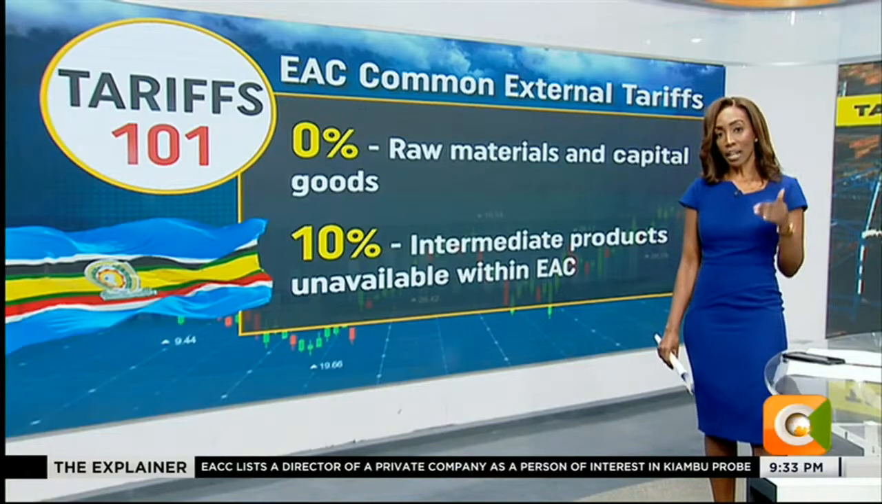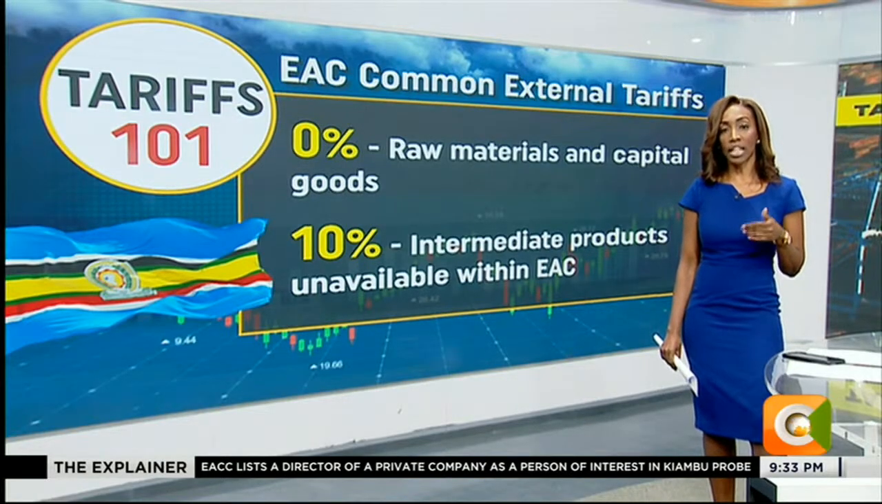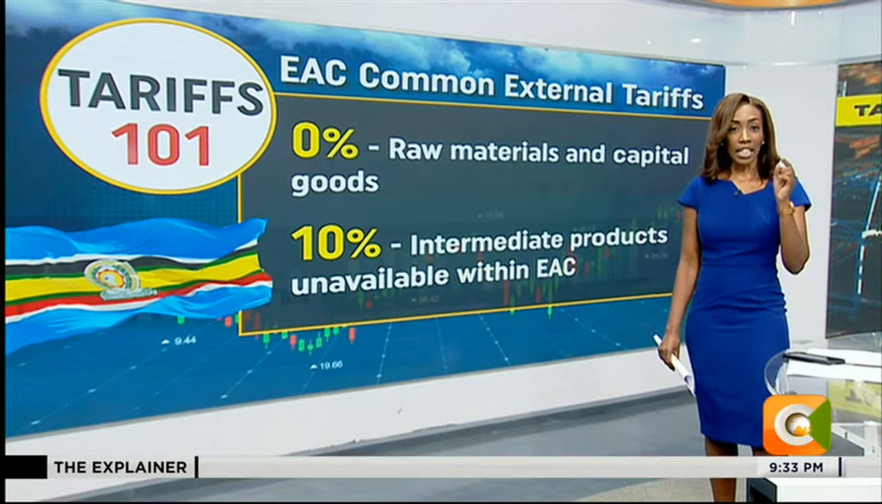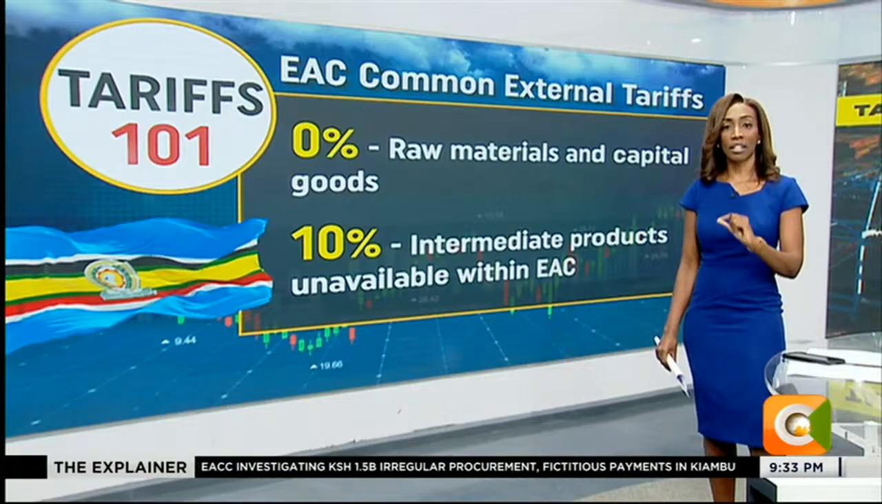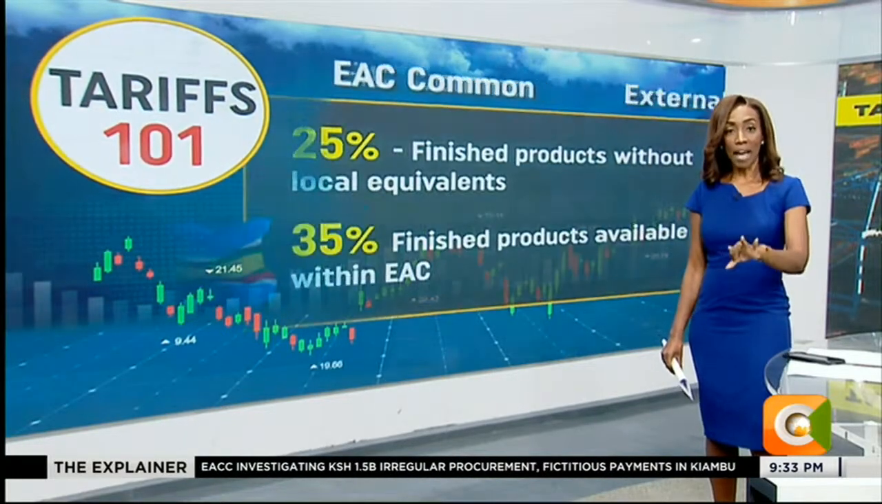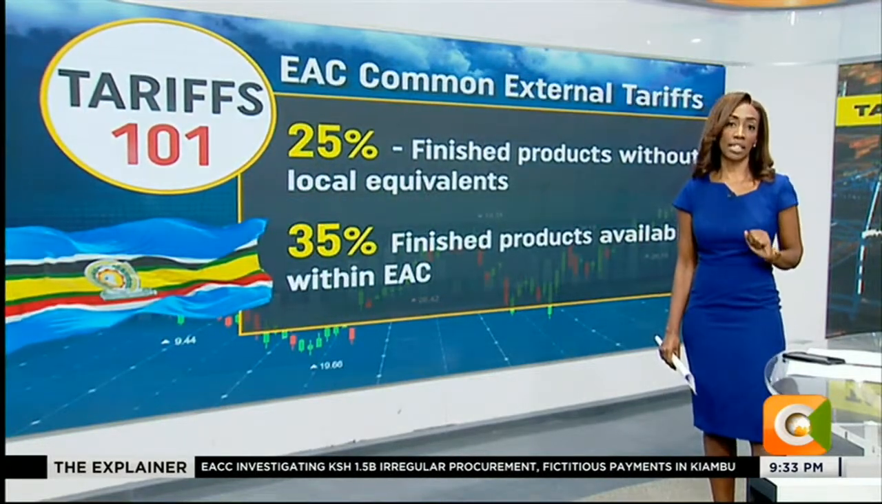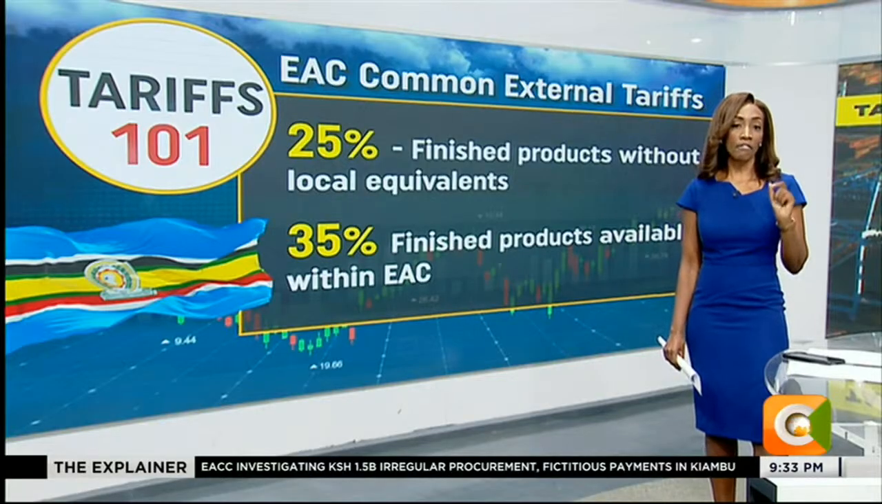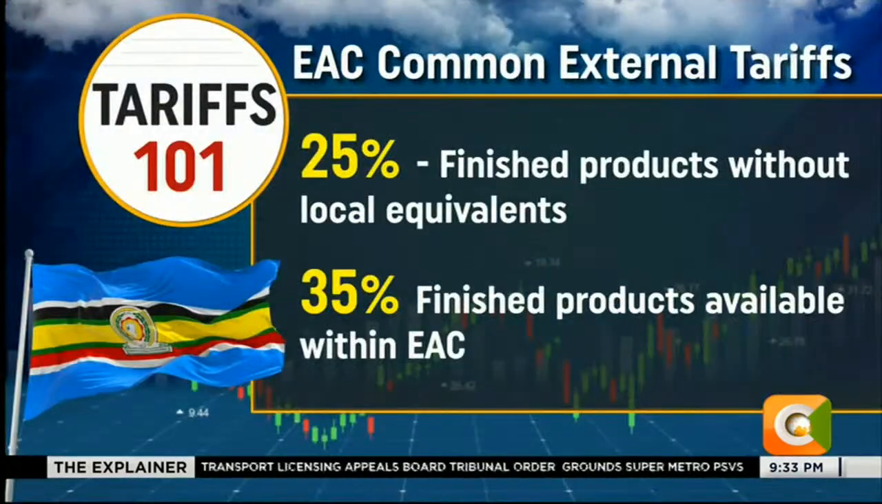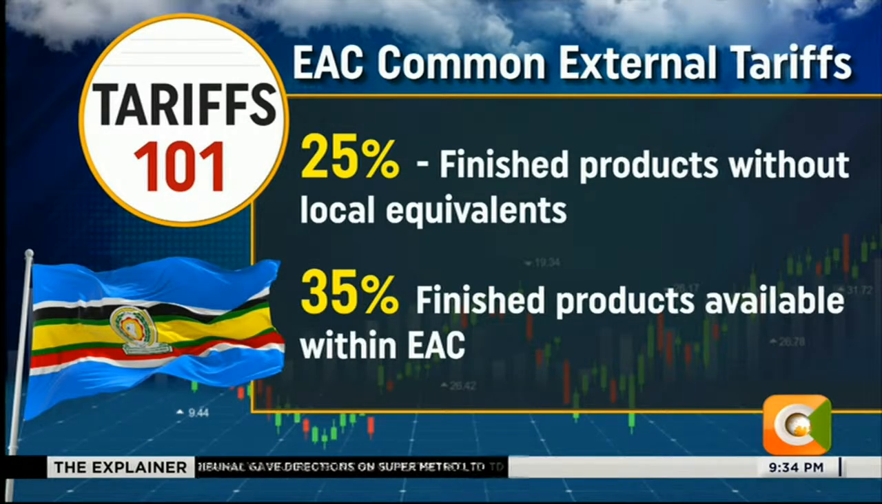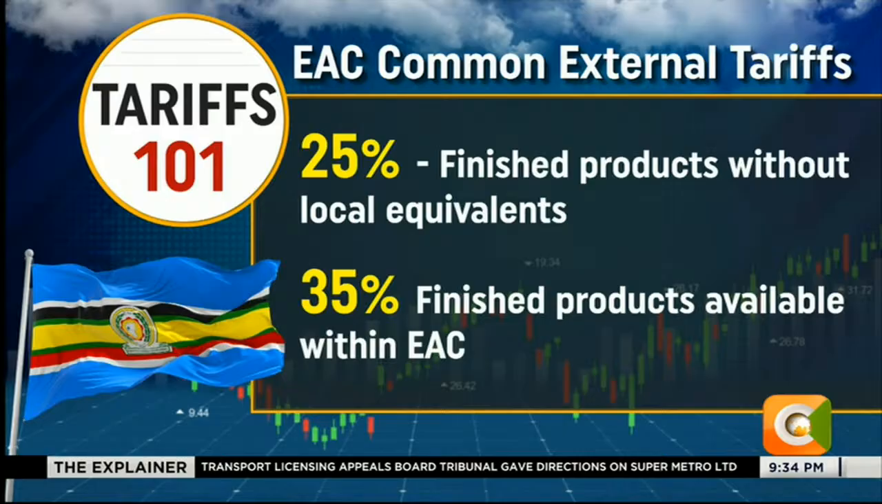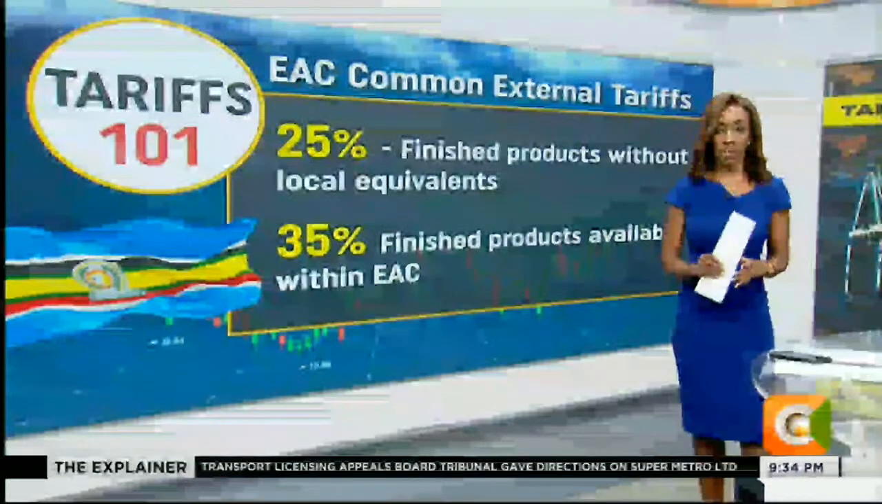Now, there's also a 10% tariff that is imposed on intermediate products that are not available within the EAC. The third band is that there is a 25% tariff that is imposed on finished products that have no local equivalence. And to protect goods that are originating from the region, a 35% tariff is imposed on finished products that are available within the economic bloc.